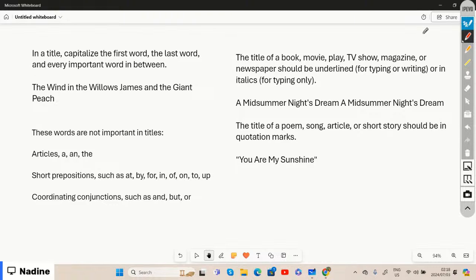Remember we said that within a title, we capitalize the first word, we capitalize the last word, and every important word in between, right? But now, words that are not important within a title. So words that are not important in titles are articles, short prepositions, and coordinating conjunctions.